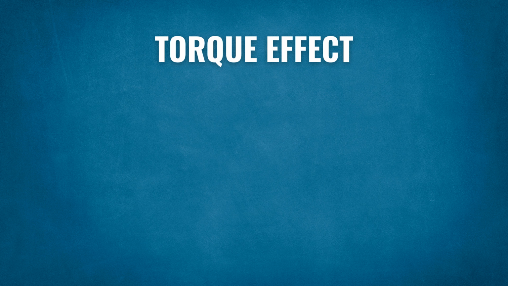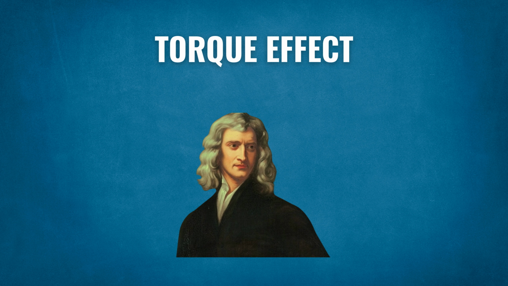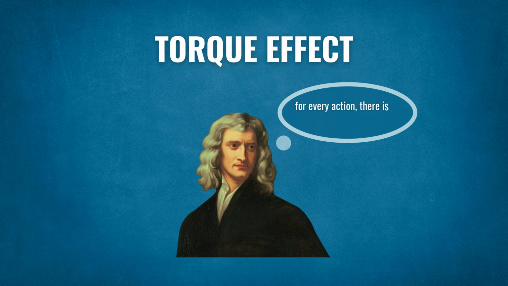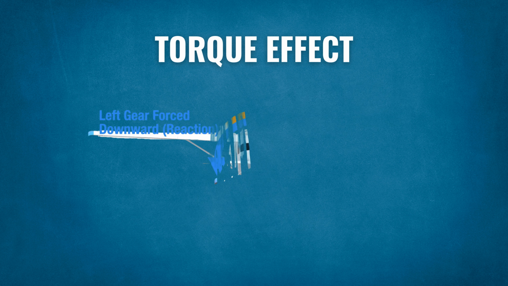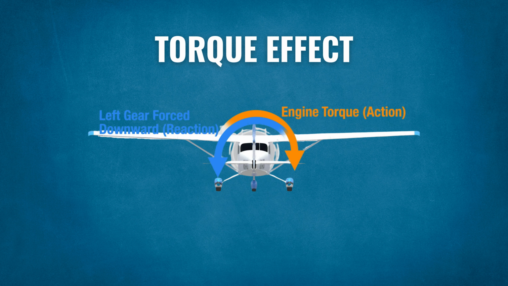Torque, which is the first left turning tendency we'll cover, comes from a pretty famous guy named Sir Isaac Newton. Newton's third law states that for every action there is an equal and opposite reaction. Most aircraft have engines that rotate clockwise when viewed from the cockpit. That's where torque comes into play.